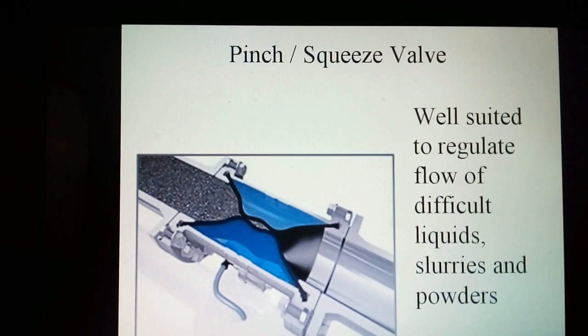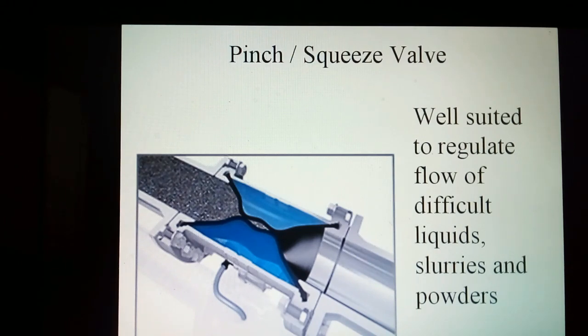Squeeze valve is well suited to regulating the flow of difficult liquids, slurries, and powders. Maximum closure is about 80%, which limits the range of regulation, unless the variation of this type of valve with a central quarter seat is used, offering full closure.